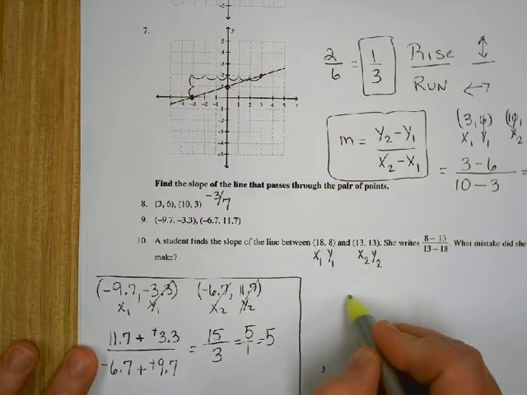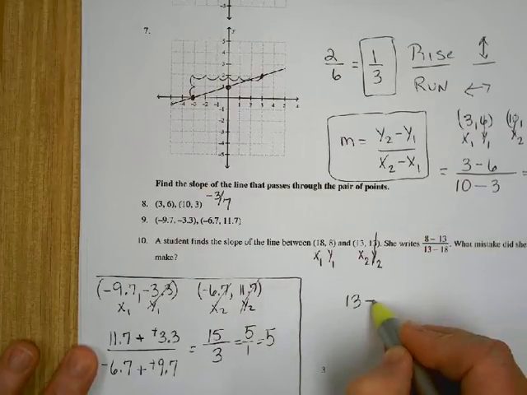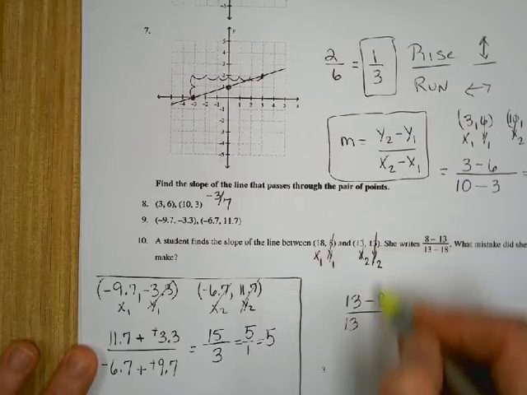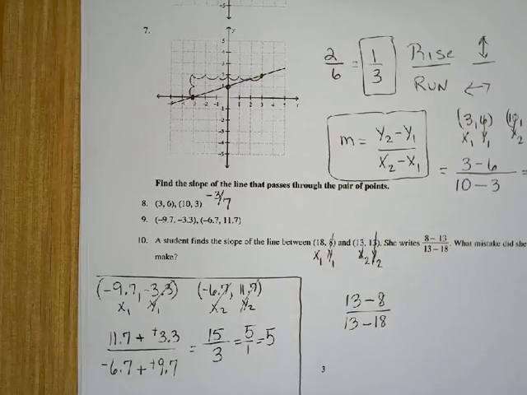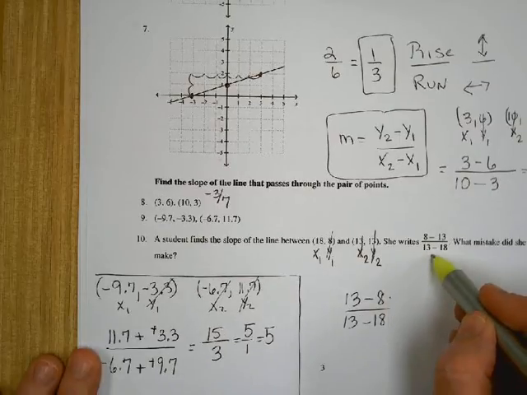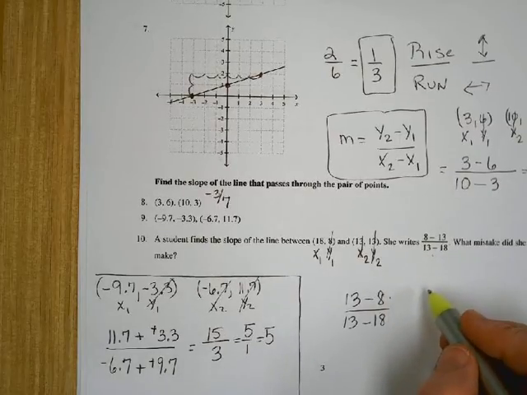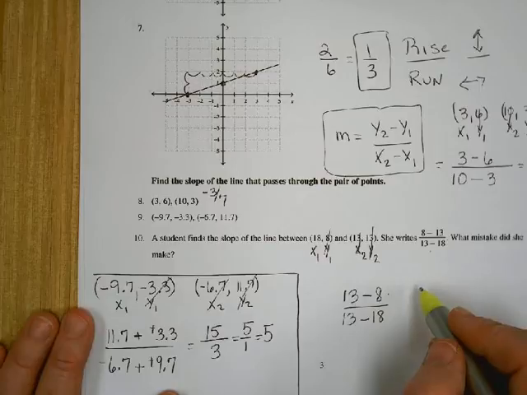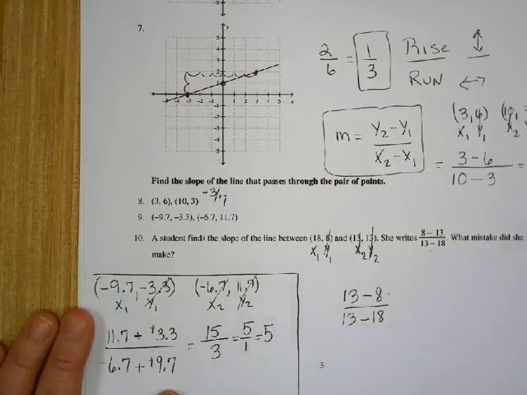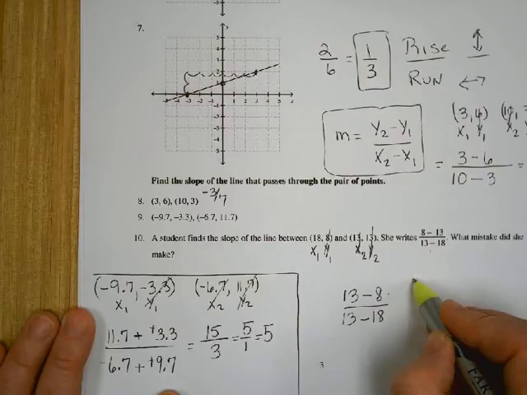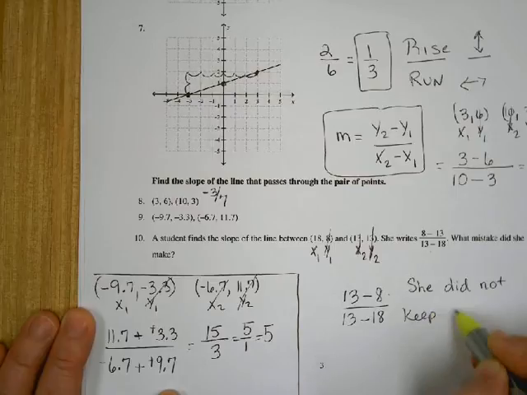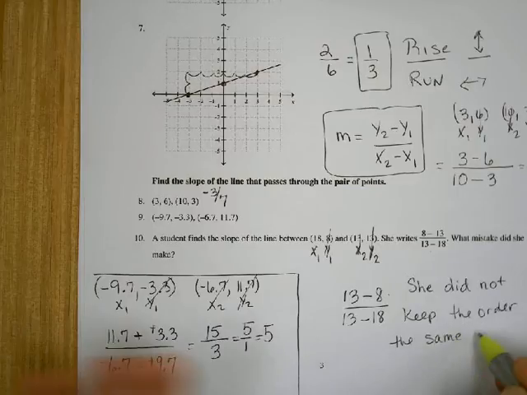So it needs to be 13 minus 8 over 13 minus 18. So comparing our work to her work, we see that she did not keep the order of the points the same in the numerator and the denominator. And as long as you can explain that to me, I'll give you credit for that. What mistake did she make? She did not keep the order the same in the numerator.